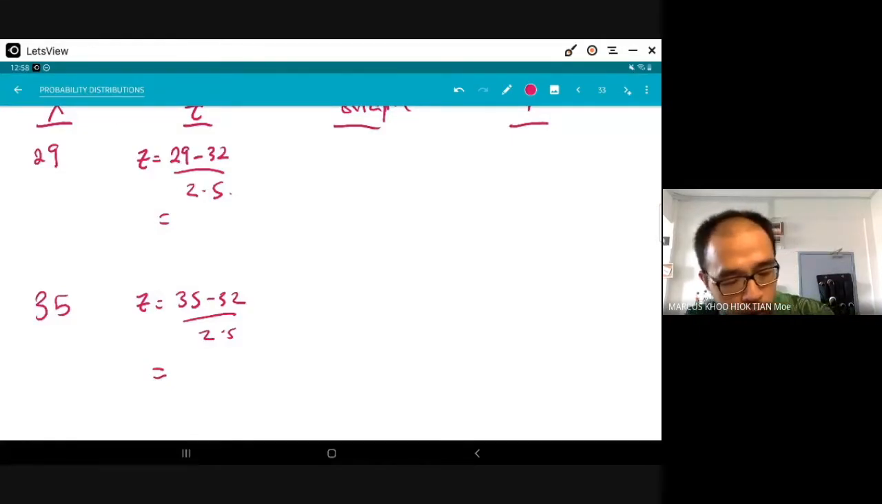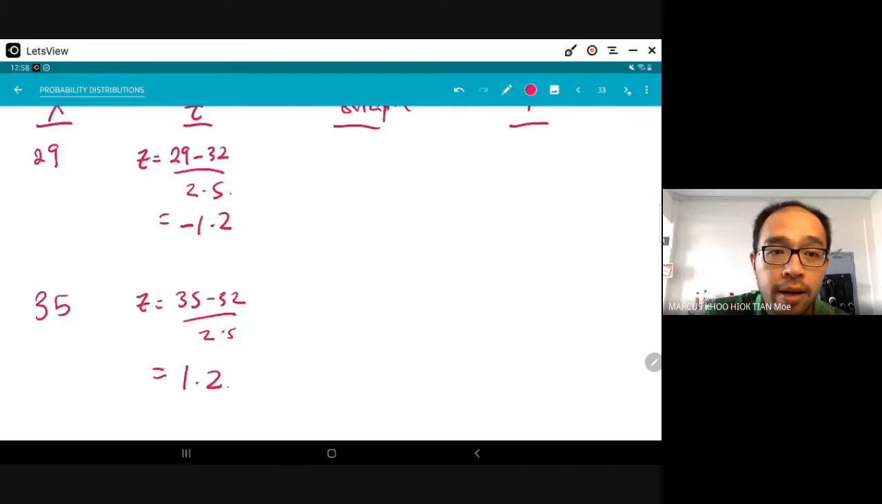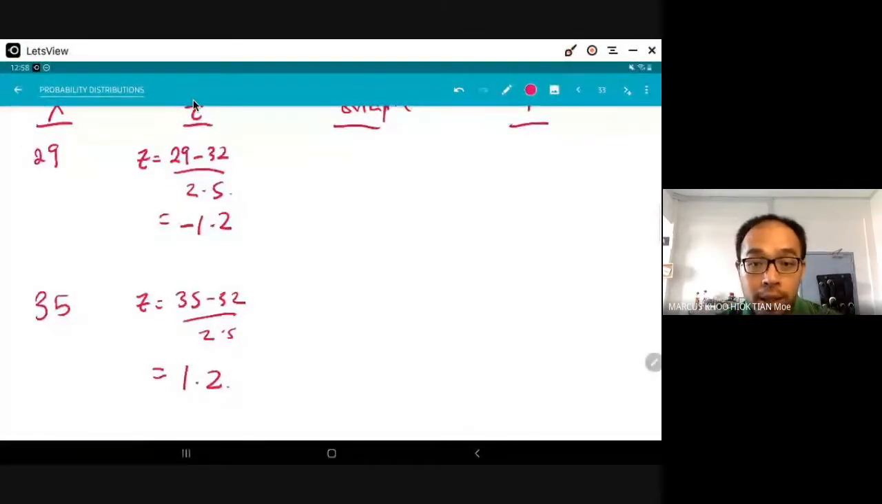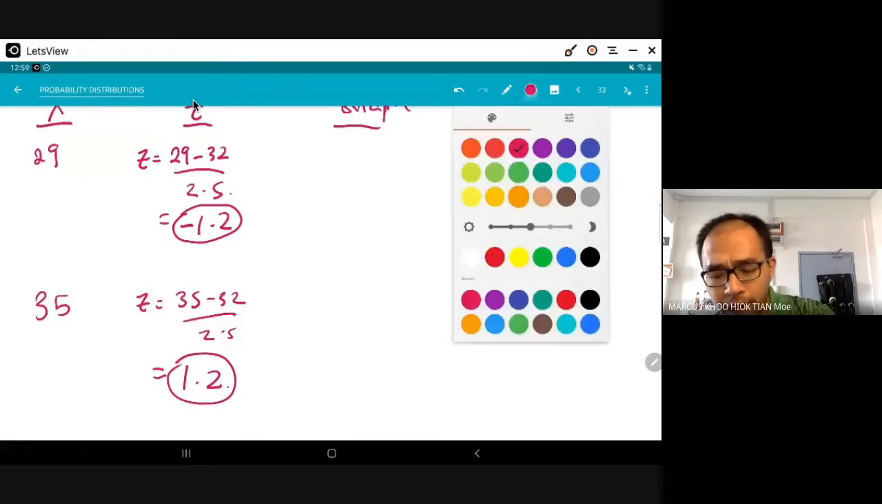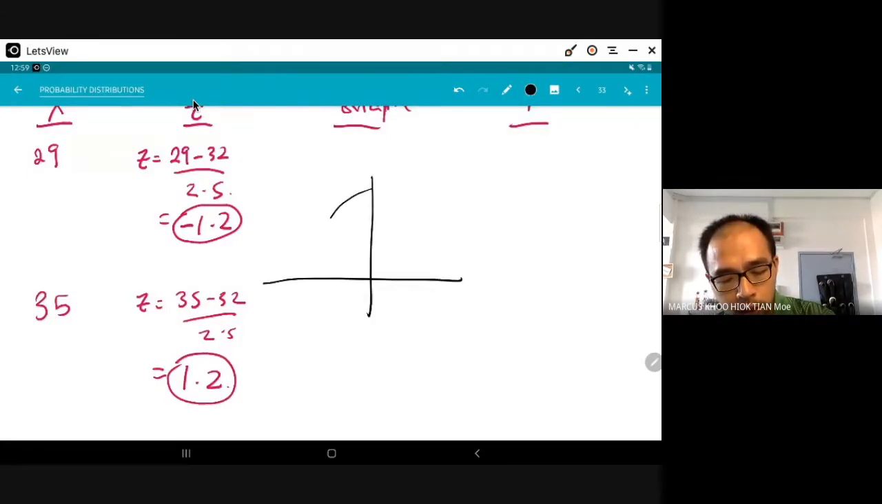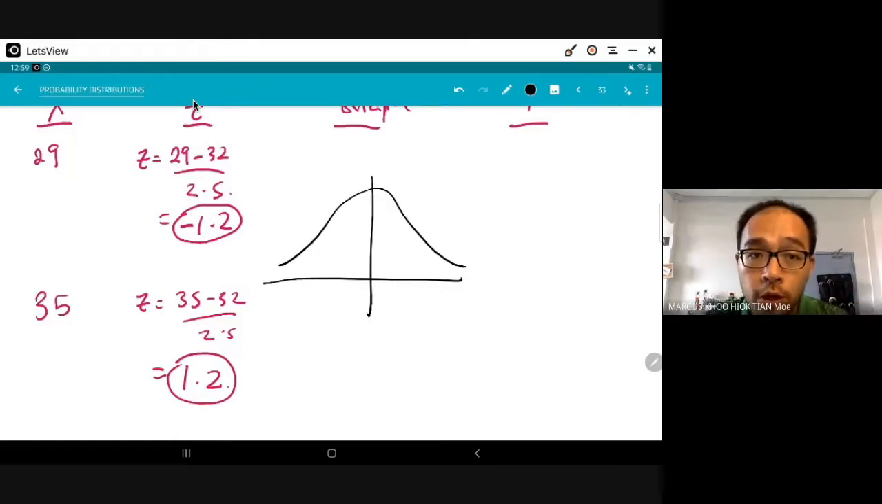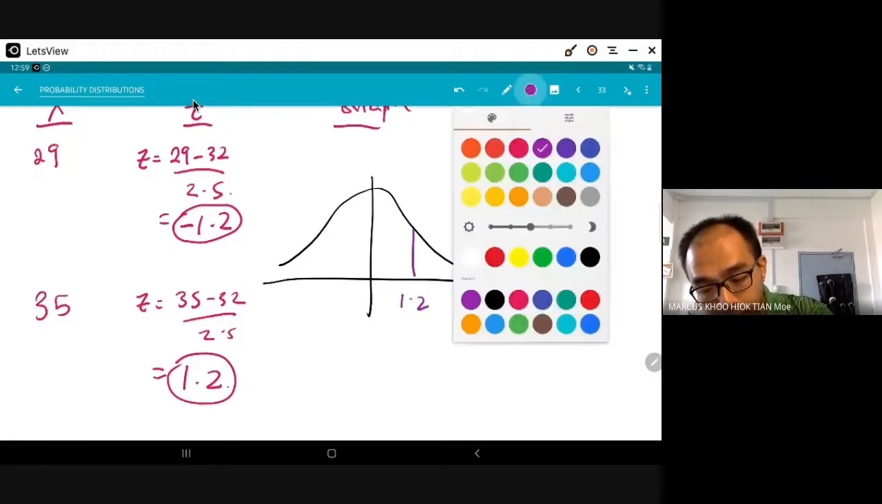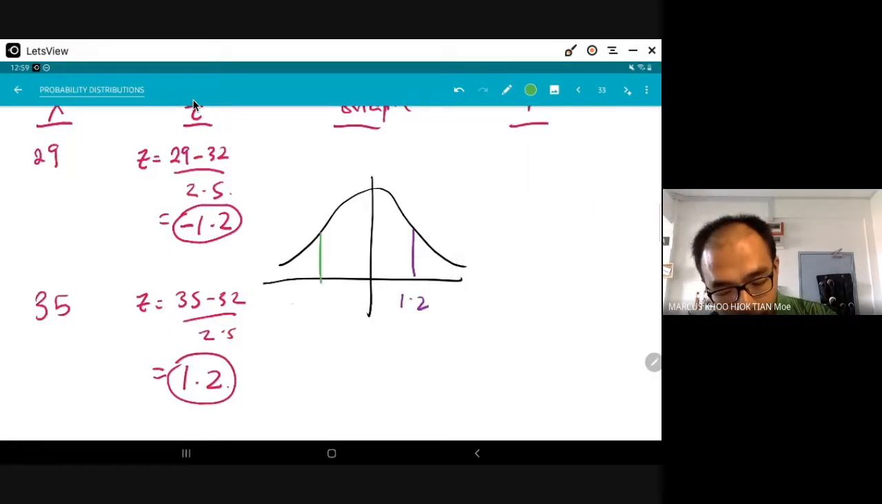Negative 1.2 for the first one and 1.2 for the second one. Okay, should be correct. So now let's place both of these numbers into the graph. The graph is only one, no need to draw two. One is 1.2 and the other is negative 1.2. So 1.2 over here and the other one will be negative 1.2.